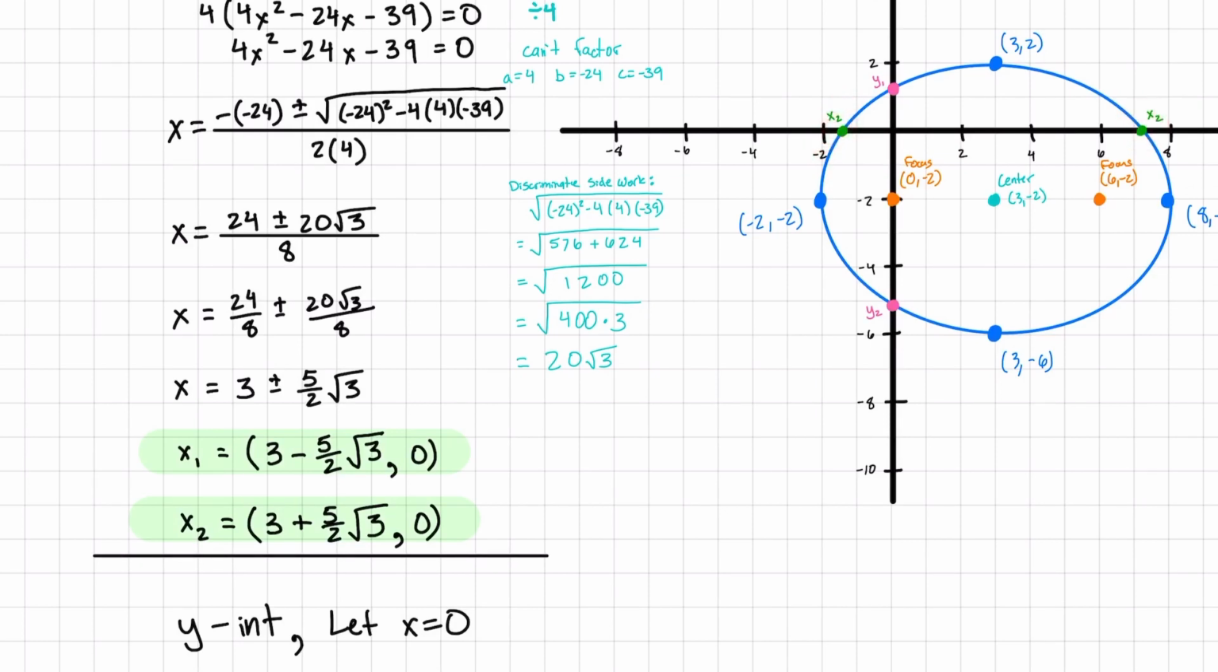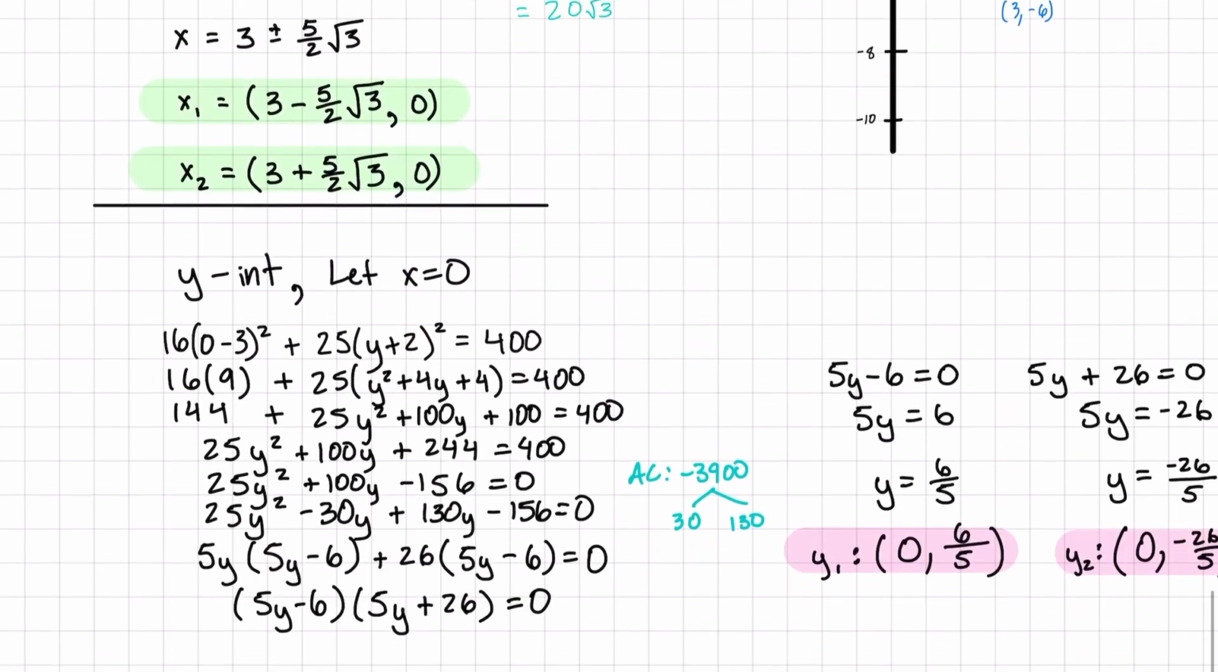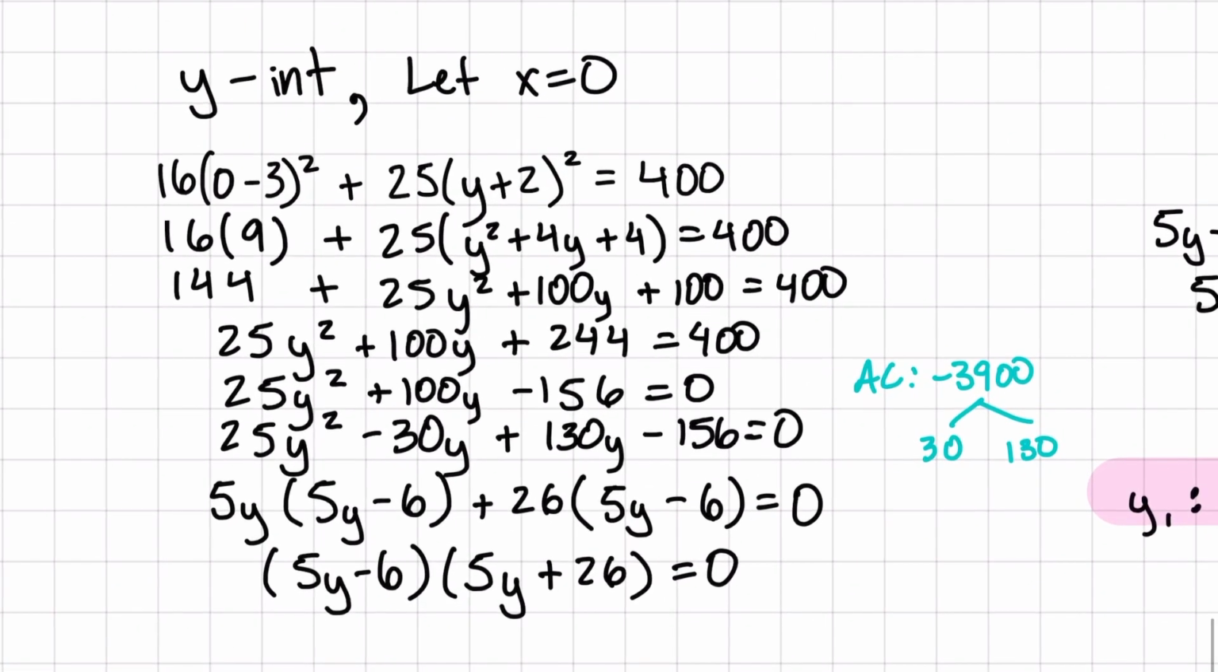And notice this 3 right here is the x value of the center, or that minor axis. So it's that 3 plus or minus that same distance. And then for my y-intercepts, we do the same thing, but this time we're letting x be 0. So it's going to feel very familiar.